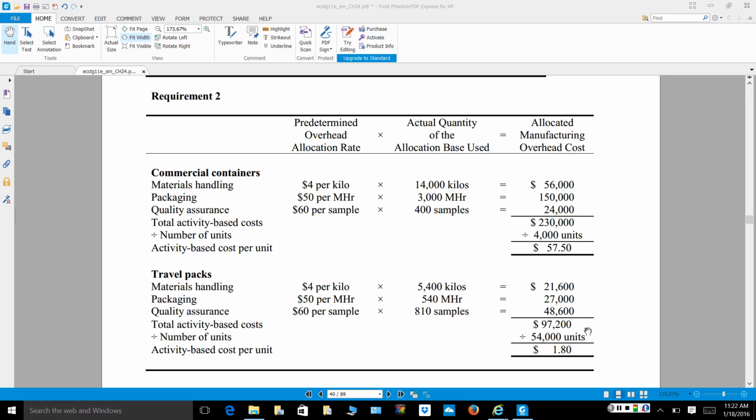So now I've estimated $97,200 worth of overhead for the travel packs, divided by the number of packs that we actually produced, and my activity-based cost per unit here is $1.80.